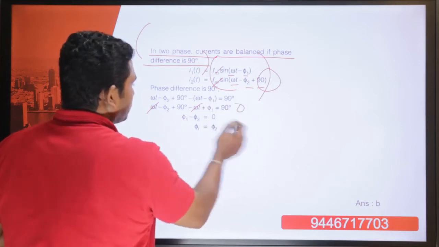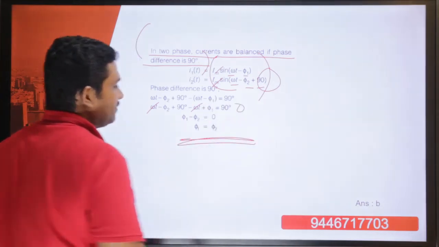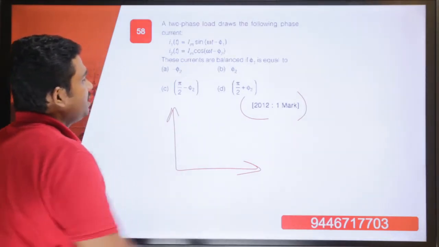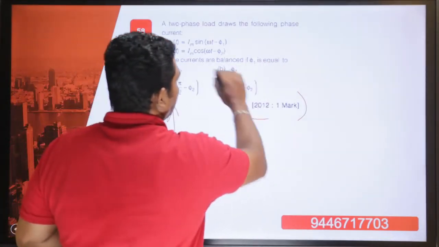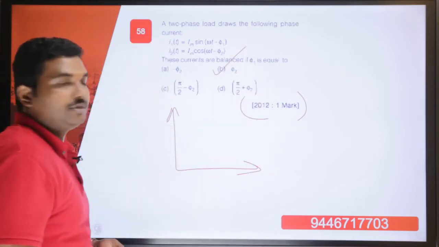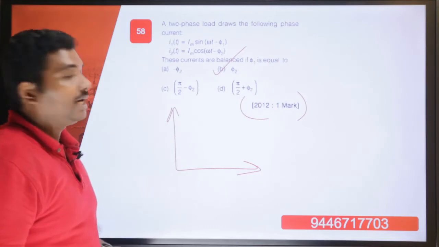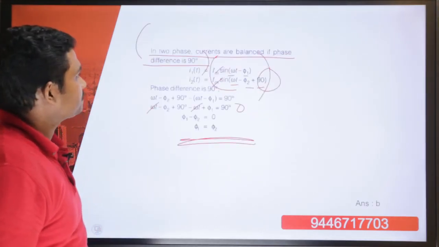Phi1 minus phi2 is equal to 0, or the condition is phi1 is equal to phi2. So these currents are balanced if phi1 is equal to phi2. That means for question number 58, our answer is phi2 and the option is option B.